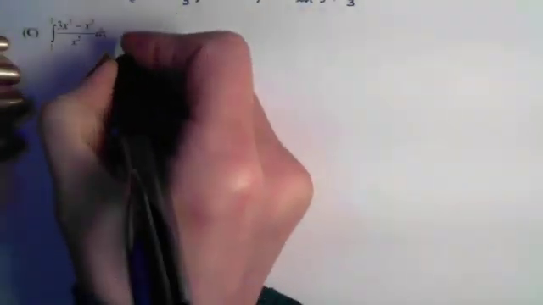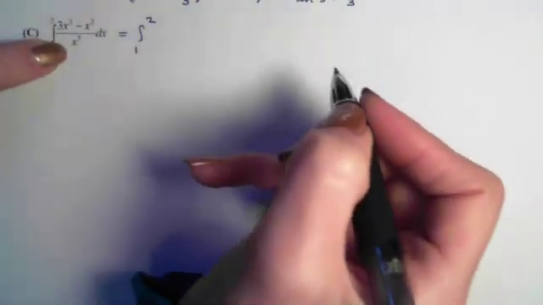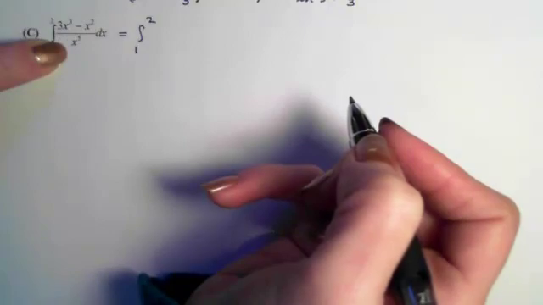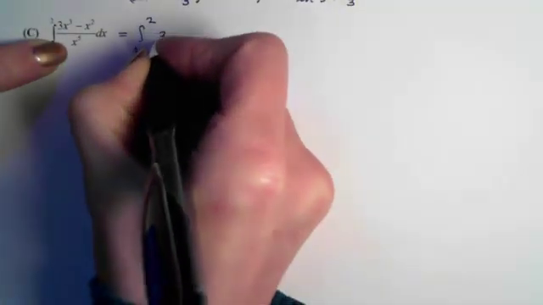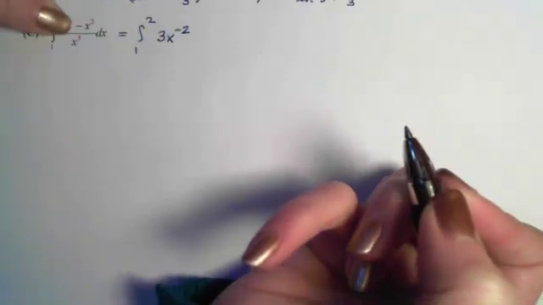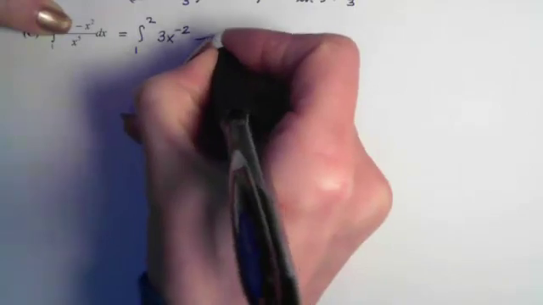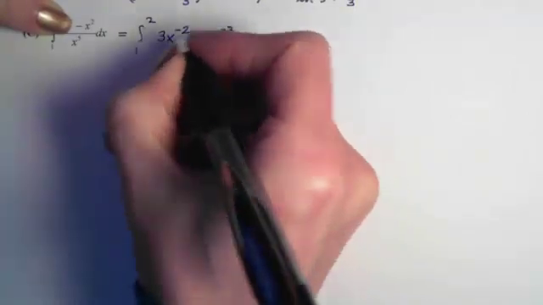Last one, part C, same process. I split this up. I'll have the integral from 1 to 2. A 3x to the 3rd over x to the 5th is going to be a power rule backwards, so I will write it as a 3x to the negative 2. And a negative x squared over x to the 5th will be a negative x to the negative 3, again a power rule backwards.